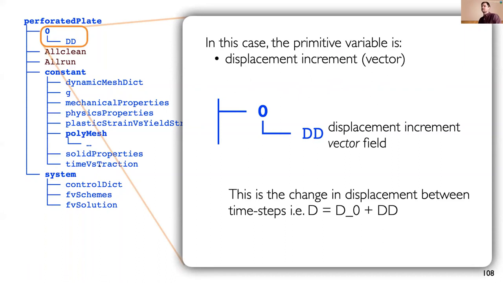Before I start changing things in the case, like gravity, let me look at the structure of the perforated plate case. It's a normal OpenFOAM case. I have a 0 directory, constant, and system. In 0, I have the field I'm solving for. In this case, it's DD.